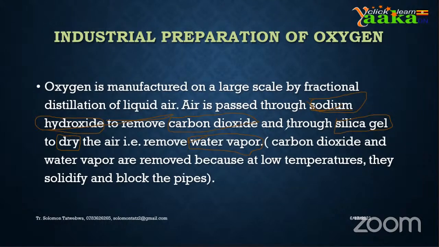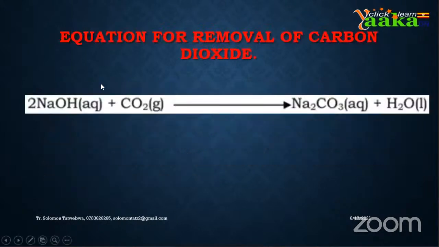Now we are remaining with the noble gases, right? How we remove those is to continue fractional distillation, and then we only remain with oxygen. The equation for removing carbon dioxide is here. Sodium hydroxide reacts with carbon dioxide to form sodium carbonate and water. So carbon dioxide is eliminated from the air that we have.